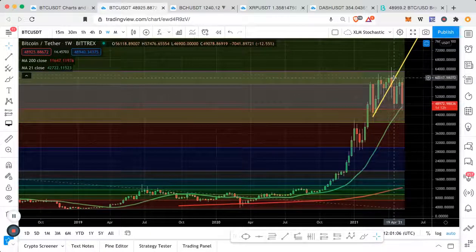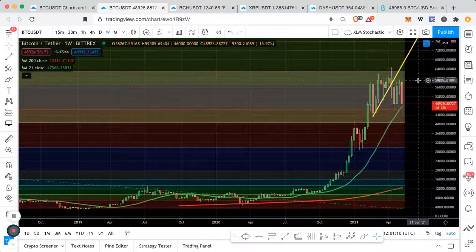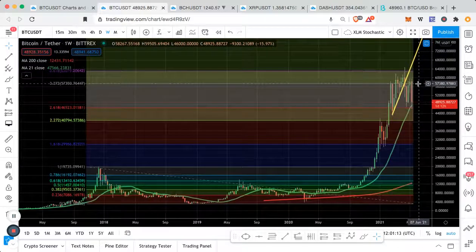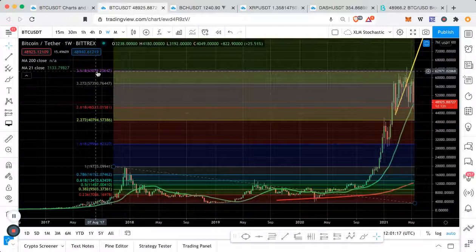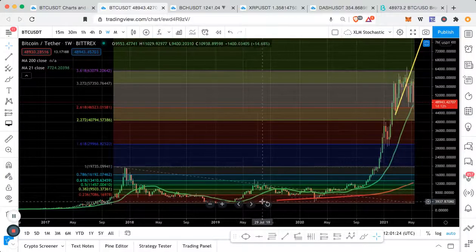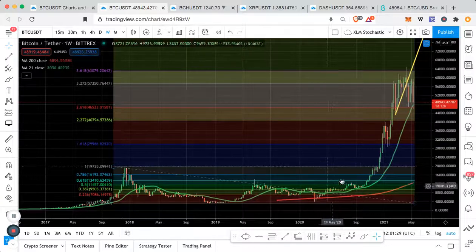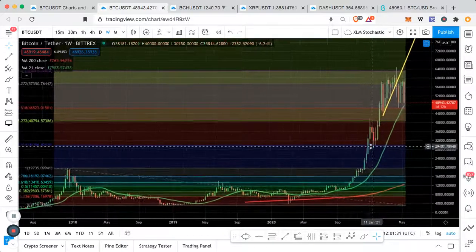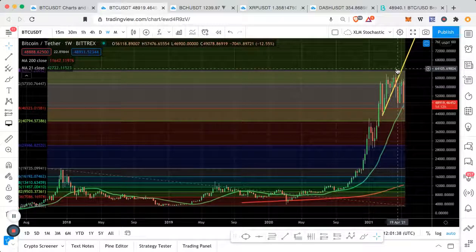Then we ended up breaking down after going up to 64,500, which was also perfectly in alignment with the 0.3618 on the Fibonacci. This is from the previous all-time high from the last bull run down to our lowest point. This fib takes us all the way up past our last all-time high when we broke through, and then we went all the way up to the 3.618.